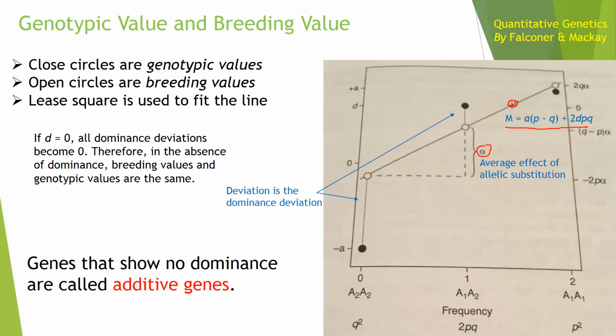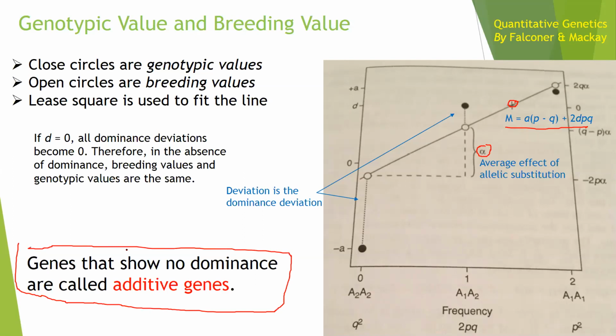All right. Now, if some genes do not show dominance, so if for some genes there's no dominance effect and there's no dominance deviation, then we call that kind of genes additive genes, because only additive effects are involved. There's no dominance effect, right?